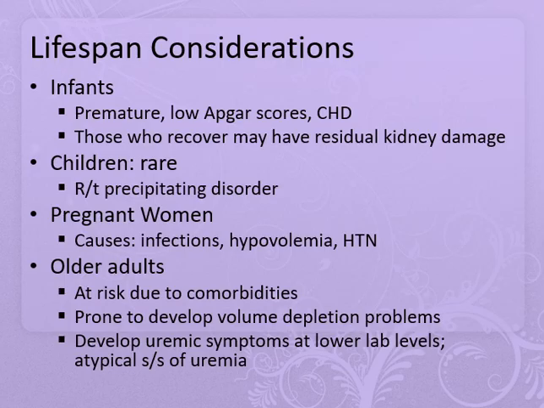Older adults, they're at risk because of comorbidities, things like diabetes, hypertension, heart failure. Prone to develop volume depletion problems, so they can really have problems with that. They develop volume depletion problems at less volume loss than younger people, and they will develop uremic symptoms at lower lab values, and they do have some atypical signs and symptoms. So those could be like an exacerbation of well-controlled heart failure, unexplained mental status changes, or personality changes.